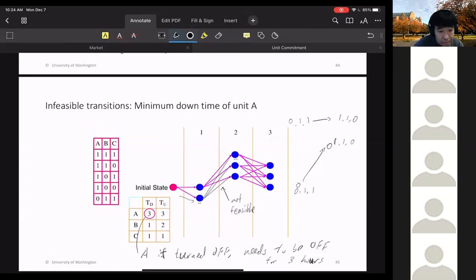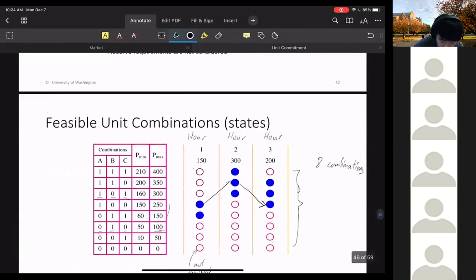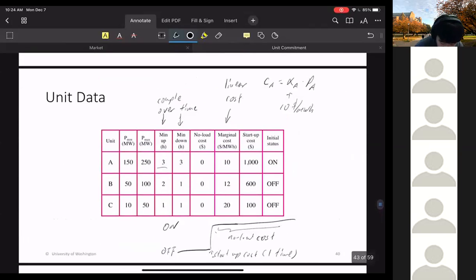So the data, the TD and TU, is given. These are given in the generators table. We have the minimum uptime, minimum downtime, no load cost, startup cost. So this is a table, and there is always a table that gives all the information. When we turn A off, it has to stay in the off state for 3 hours. That's why that path doesn't work. It violates this condition.